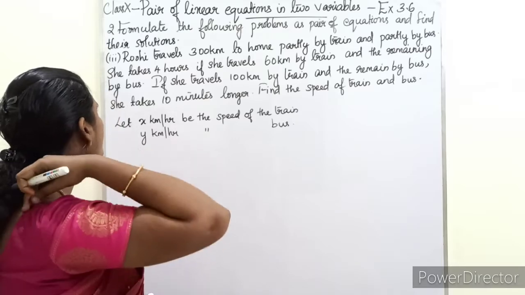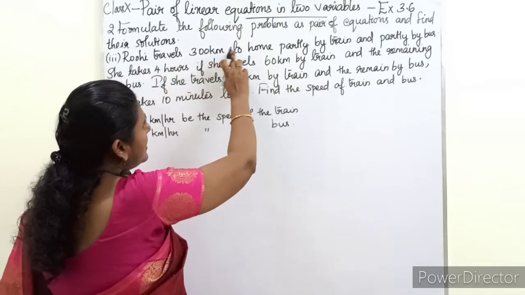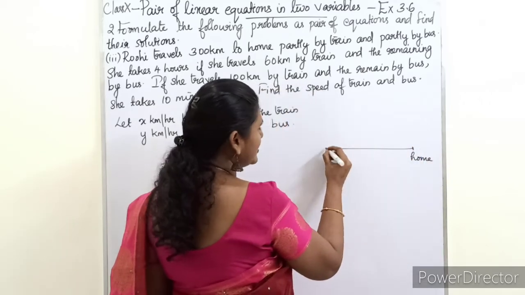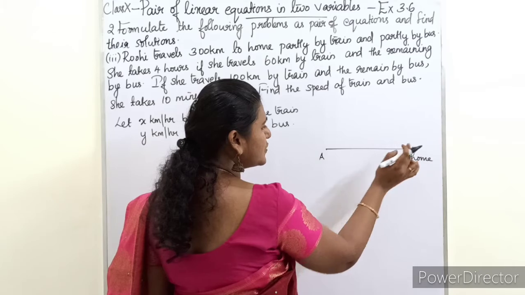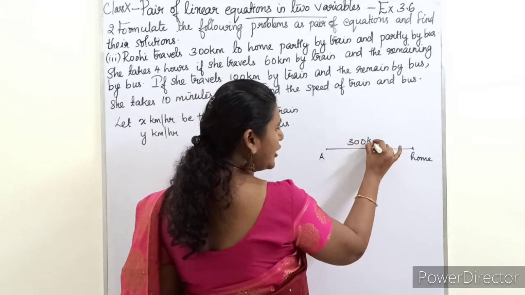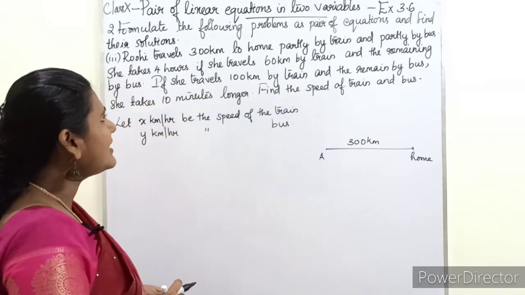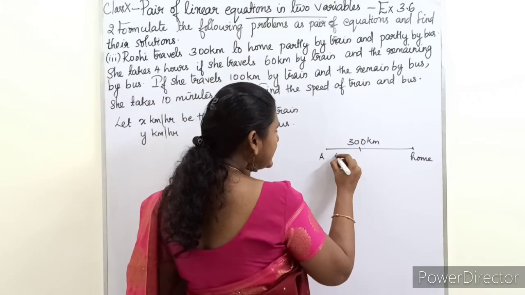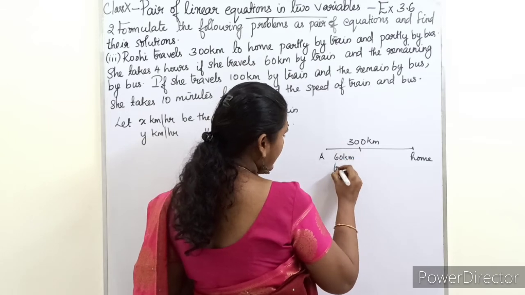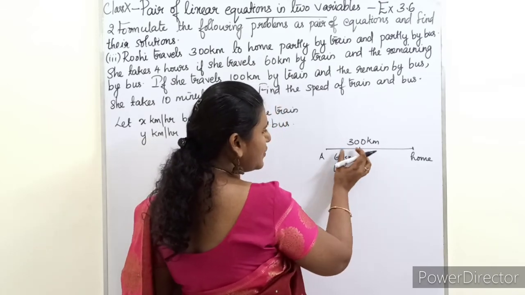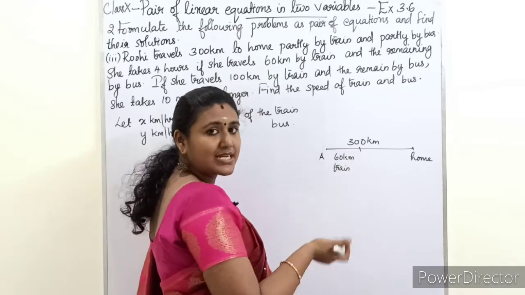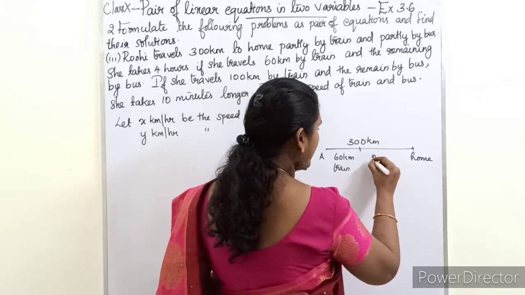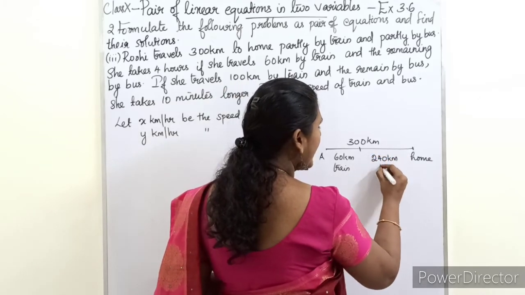Now you listen here. Ruhi travels 300 kilometer to her home. So the distance from the starting point to her home is 300 kilometer. Out of this 300 kilometer, she travels 60 kilometer by train and the remaining by bus. So out of 300, 60 she travelled by train. So what is the distance travelled by bus? 240. Yes, 240 kilometer by bus.